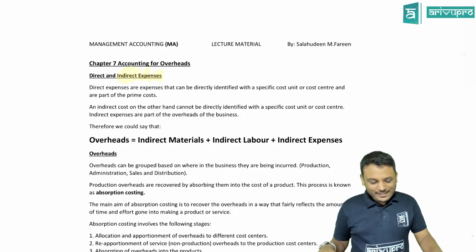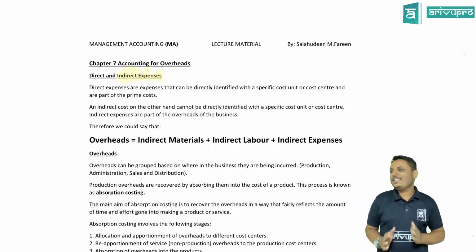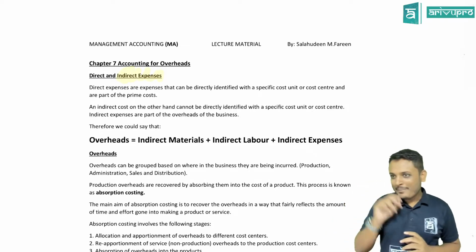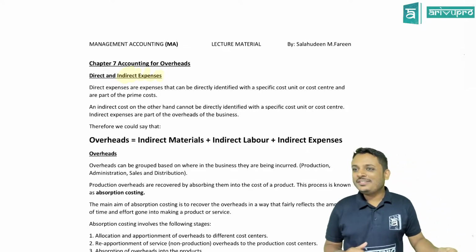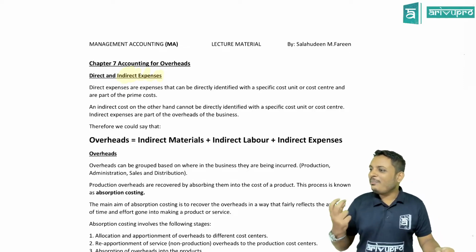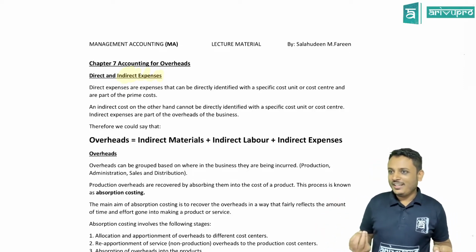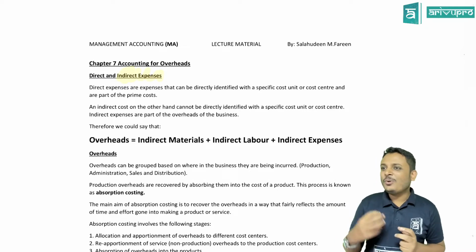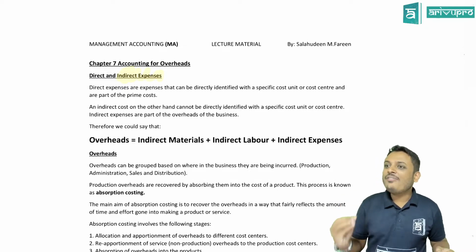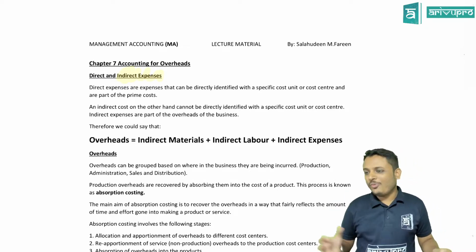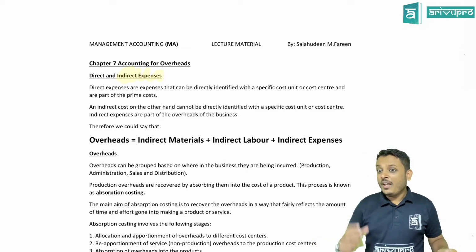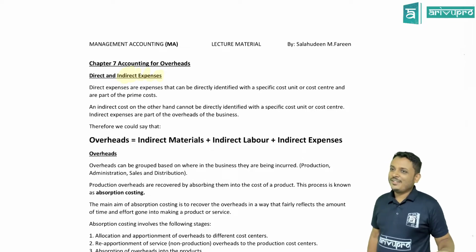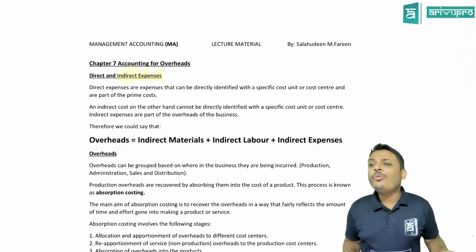Now, if it is a direct cost, it is easy to account. Why? Because it is directly identifiable from the final output. So 1 unit, how much? You got my point? But when it comes to indirect cost, we call it overheads.